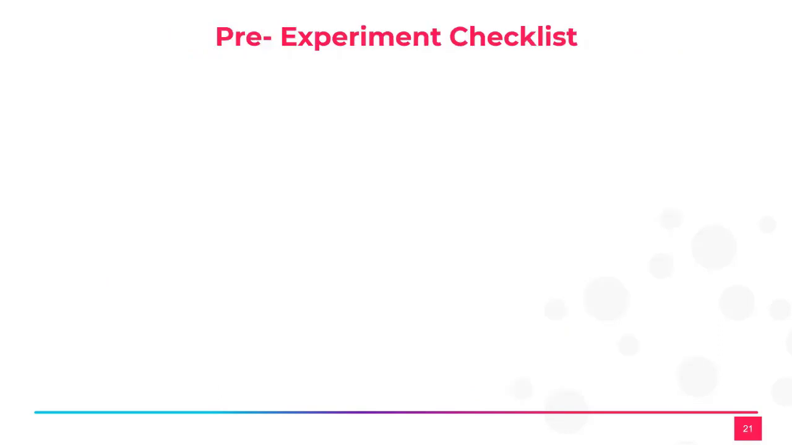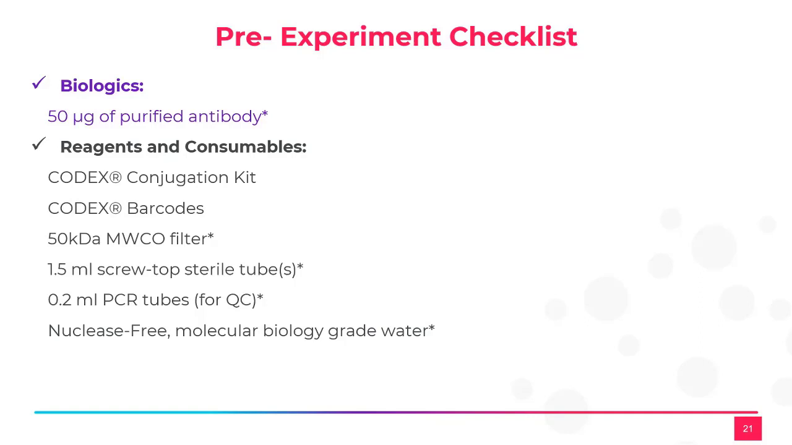Here's the pre-experiment checklist, and this details all of the material you'll need to perform the custom conjugation reaction. To start with, you'll need 50 micrograms of purified antibody. You'll also need 50 kilodalton molecular weight cutoff filters. Please make sure that you use the recommended size cutoff. If you use a higher or smaller filter size, your conjugation will not be successful. Please be sure to also use nuclease-free molecular biology grade water because we are using DNA oligos.